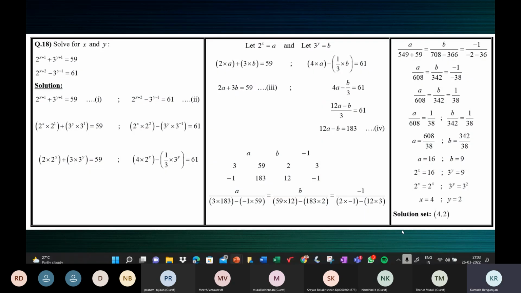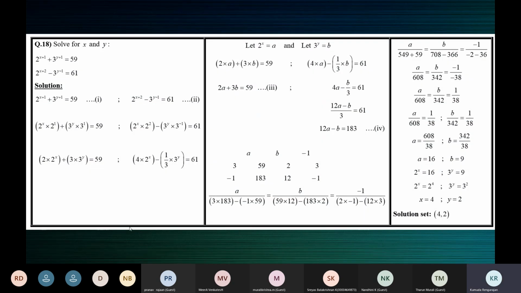Take a screenshot. You can use any method to solve, children. Here you can see the cross multiplication method, but you can use any method. I have used the cross multiplication method to solve. You can do the substitution method or elimination method, but not the special method. You cannot use a special method here.